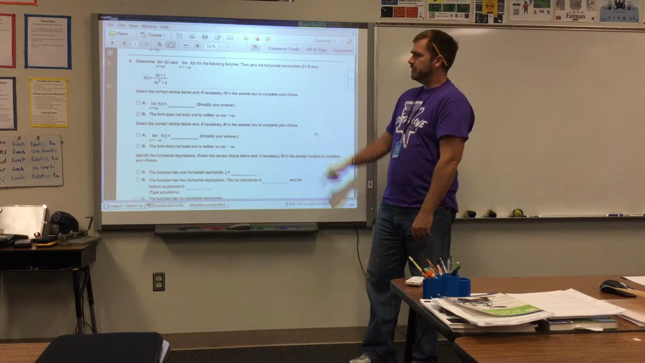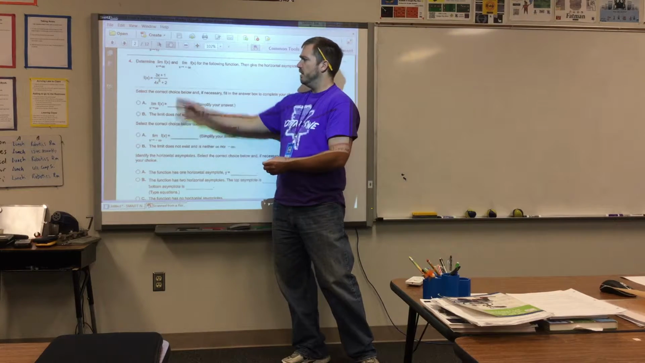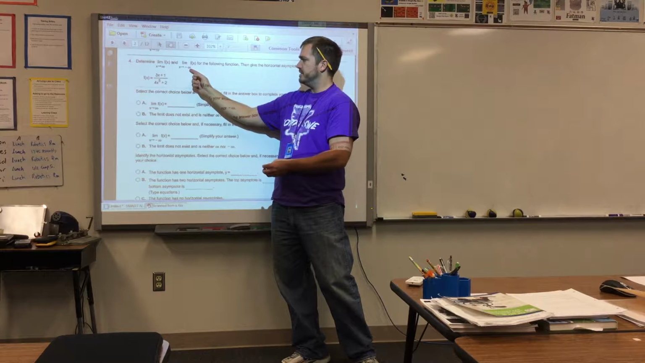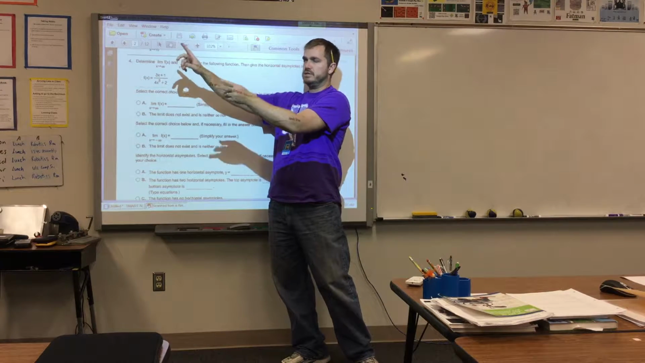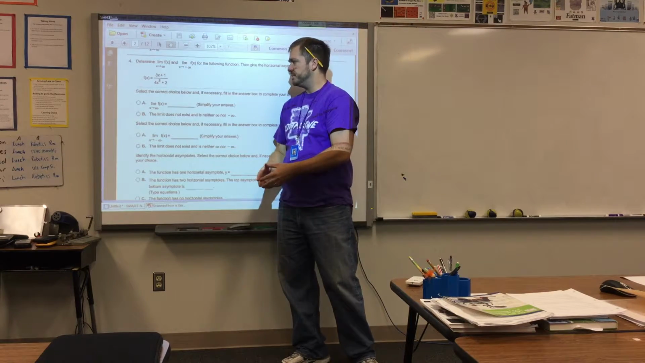We stopped up over here on number 4, where it was dealing with the limits at infinity. What happens to this function as x gets larger and larger and larger, and what happens to this function as x gets smaller and smaller, but I'd say more and more negative. Okay, so those were the two options.